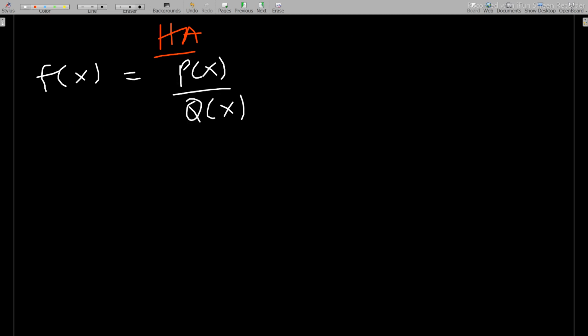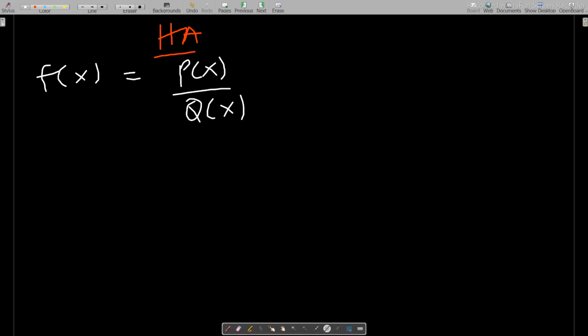Now we can go to the horizontal asymptote, which I call the HA. Given a function, let's say f of x equals p of x over q of x, the horizontal asymptote is just the equation of a line on the y-axis. So it's just a horizontal line.